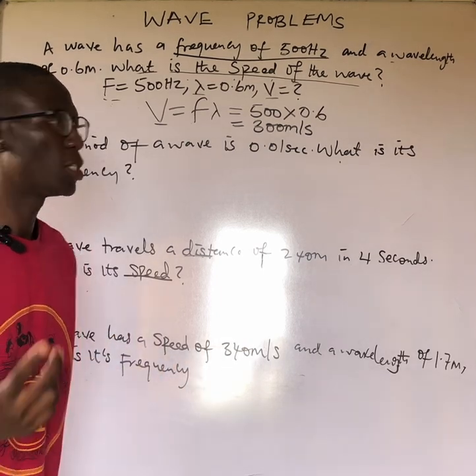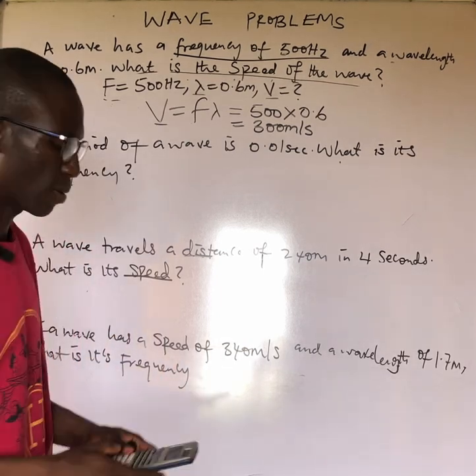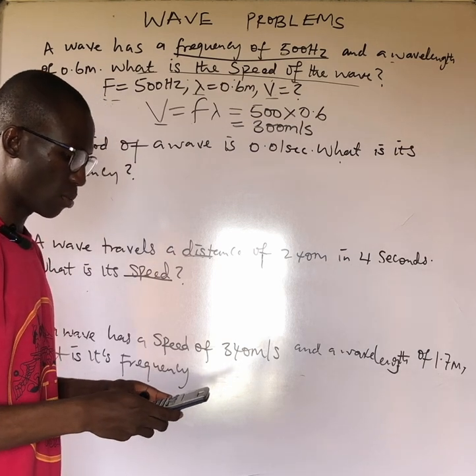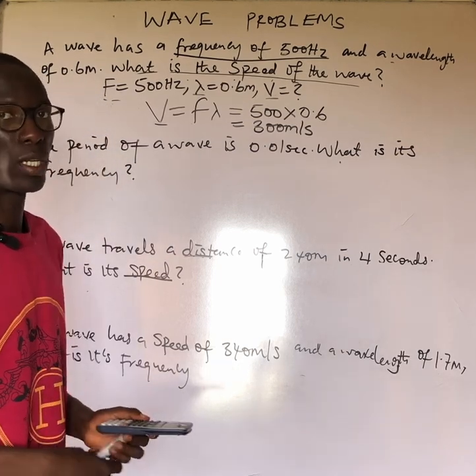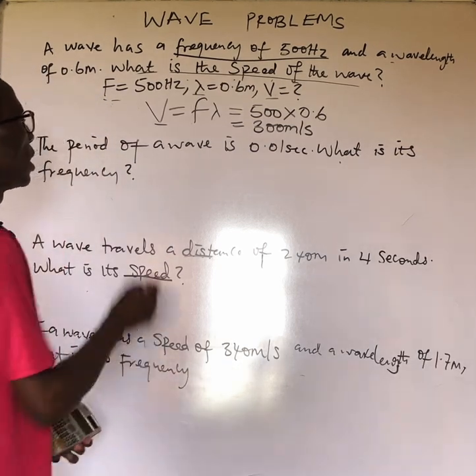You can check it out with your calculator. Let's check it out together. We have 500 times 0.6. So that will give us 300. Now let's look at the next question.